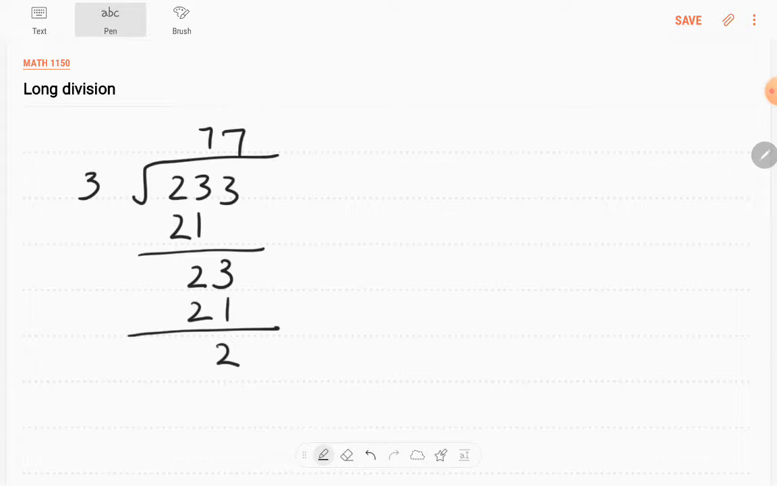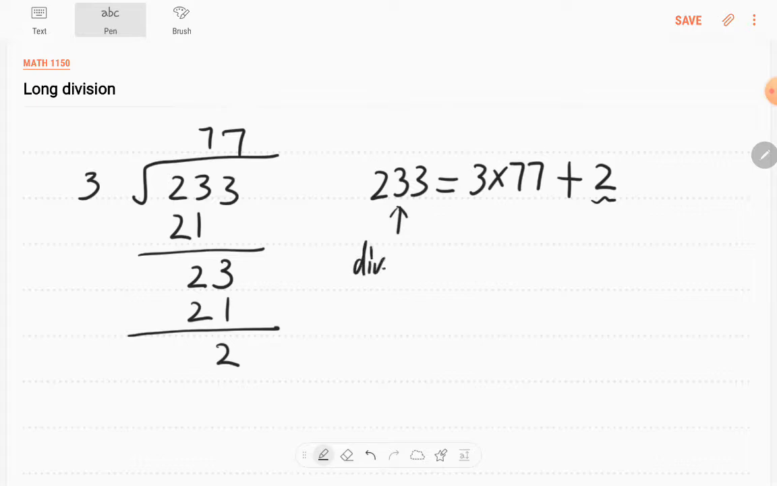So what does this mean? This means 233 can be written as 3 times 77 plus 2. And here, this 2 is called the remainder, right? And this 233 is called the dividend. This is the divisor. 3 is called the divisor. And this is the remainder.